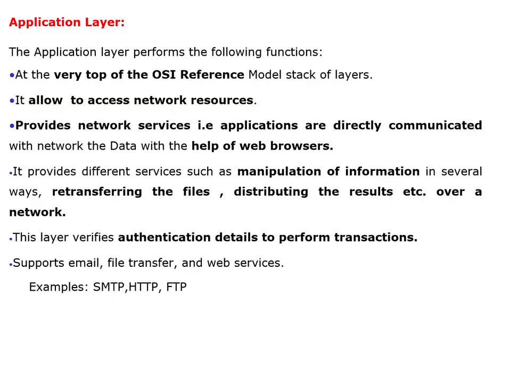So these are the total 7 layers we have in the OSI reference model. We need to communicate over a network from one host to another host. So those are the major functionalities of each layer.